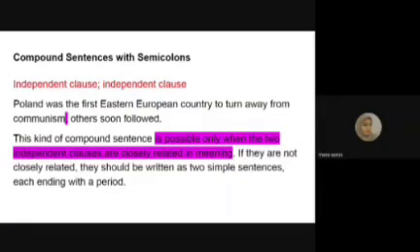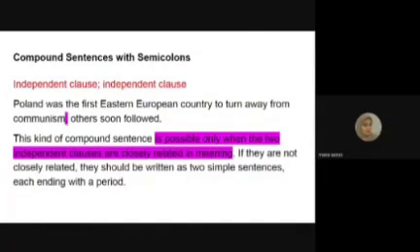But you can use this kind of writing compound sentences only when the two independent clauses are closely related in meaning. When the first independent clause and the second independent clause are very, very closely related in meaning. So if they are not closely related, they should be written as two simple sentences, each ending with a period. If they are not closely related to each other. So if you look at the example, Poland was the first Eastern European country to turn away from communism. Others soon followed. Others, that means it is a subject, that means other European countries.